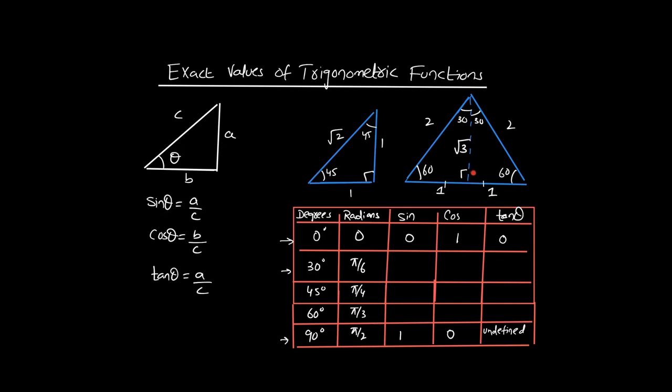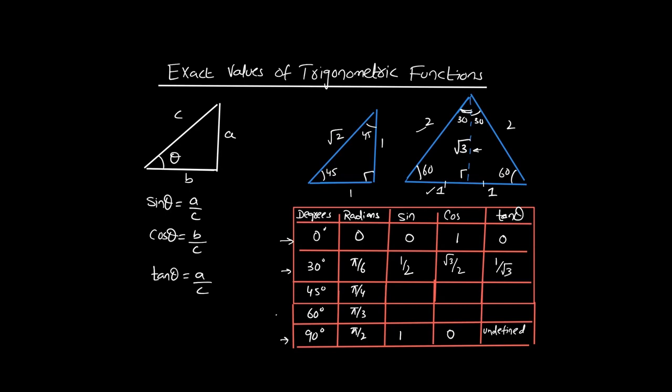Alright, so sine of 30 degrees, if you are considering this angle 30, sine theta is a ratio of opposite over hypotenuse, therefore 1 over 2. Cos 30 degrees is a ratio of adjacent over hypotenuse, therefore root 3 over 2. And tan 30 similarly would be 1 over root 3.